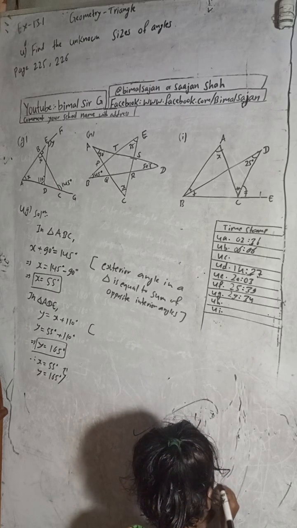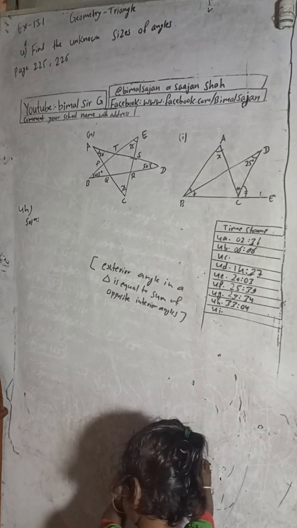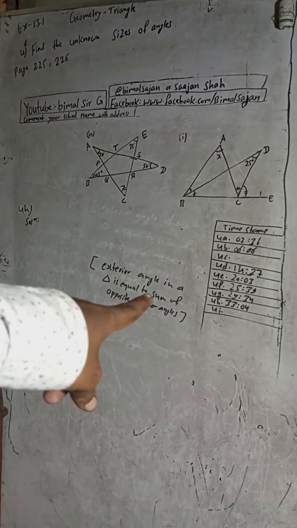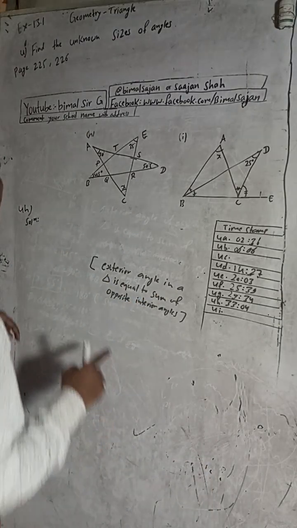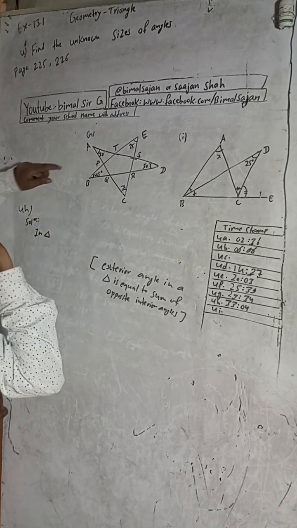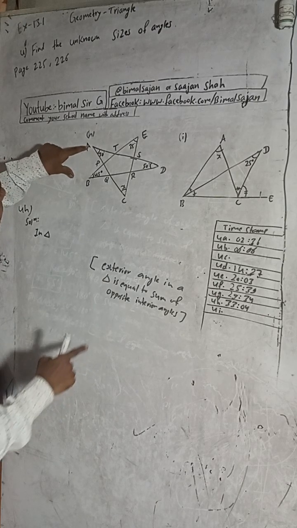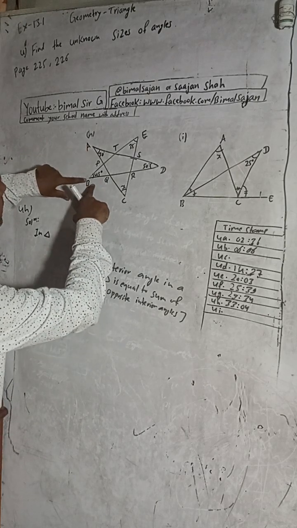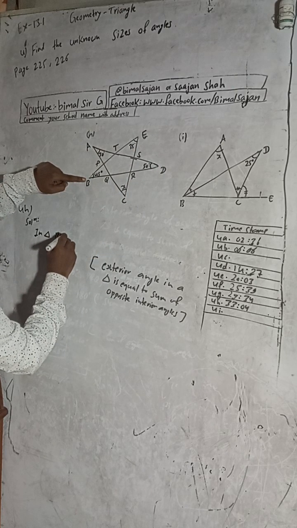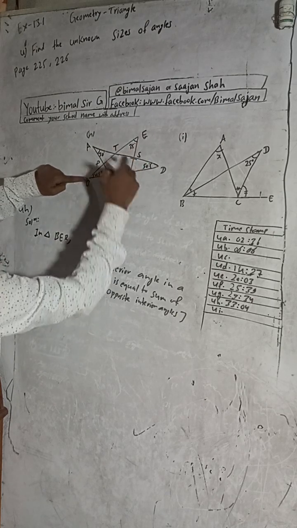Now I'll pause the video to rub this out and write the timestamp. This is now the solution for 4H, and the timestamp is 33 minute 4 second. Now consider this triangle. This is very confusing, but consider triangle BER. In triangle BER, this plus this is equal to this exterior angle.